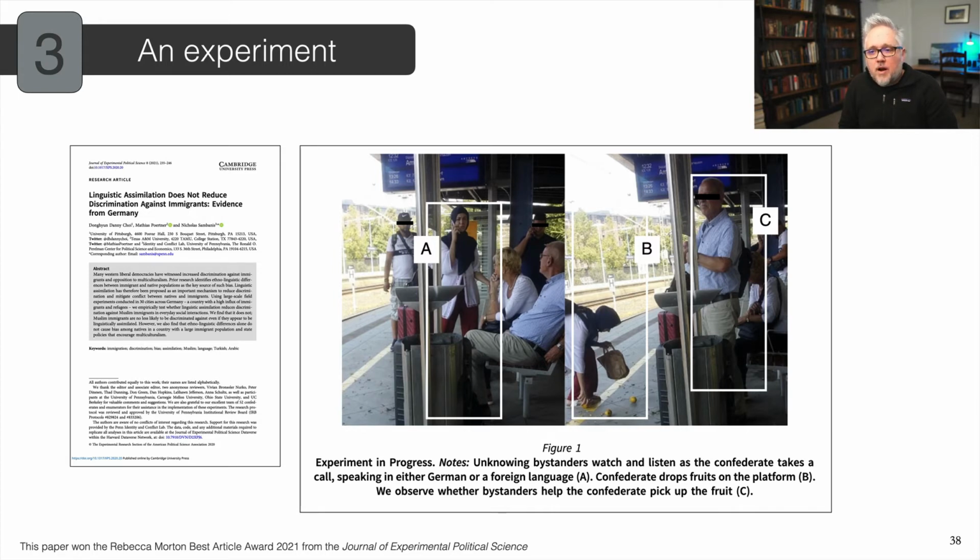It won a prize last year looking at linguistic and religious assimilation in Germany. And they ran an absolutely huge experiment in which they had people dropping a phone, speaking either in German or a foreign language, wearing hijab or not, and then dropping fruit and trying to analyze whether native Germans would help them pick it up or not, to look at whether people were discriminating against immigrants for the religious affiliation or the linguistic affiliation.